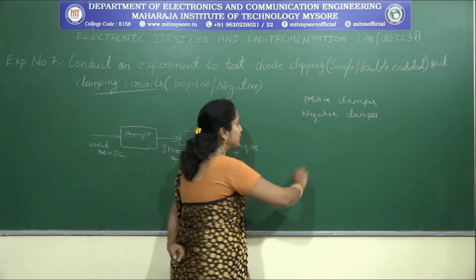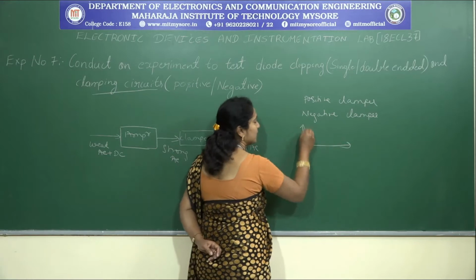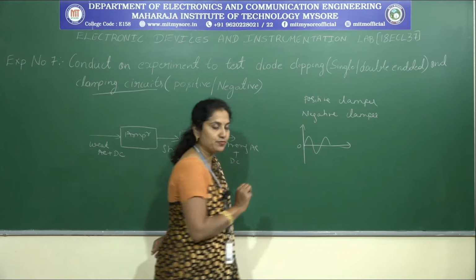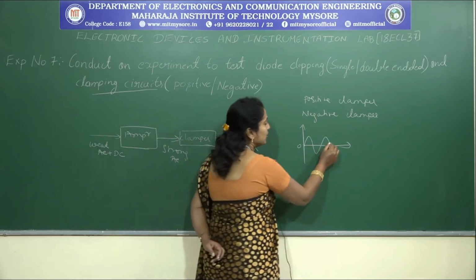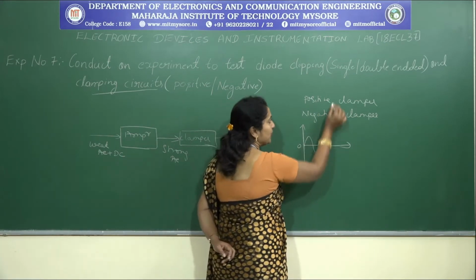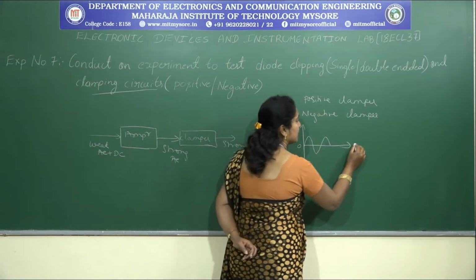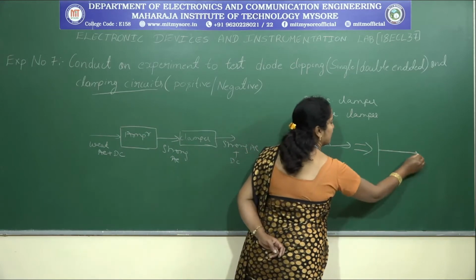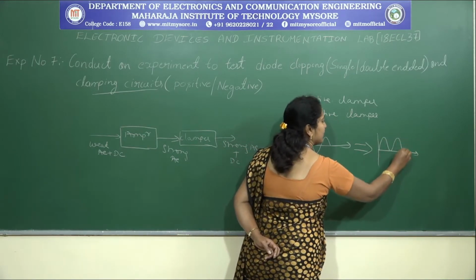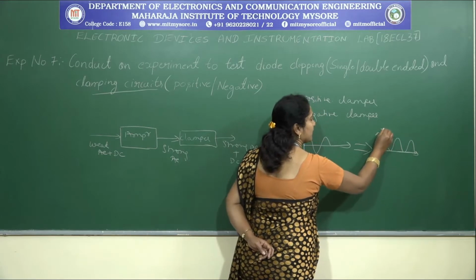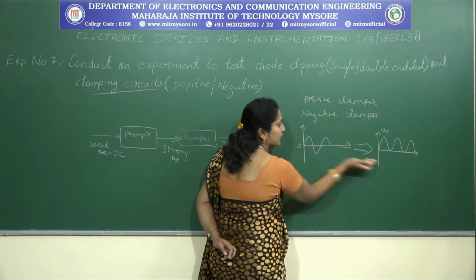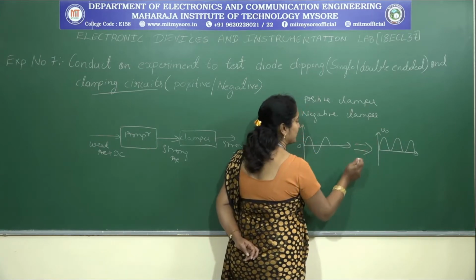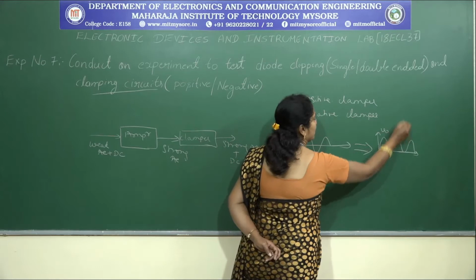Look at this. This is your input, the Vin. The signal starts from 0 in the cycle. Now, in the positive clamper, the signal shifts the DC level like this, to the positive side. This is the Vout you are having. The signal is going to shift at the DC level to the positive side. This is the positive clamper.